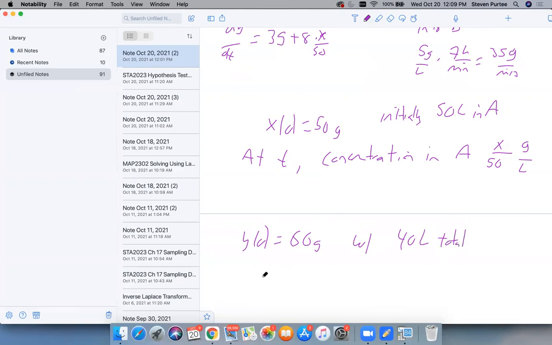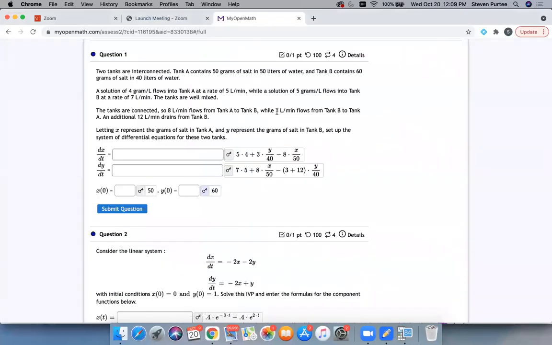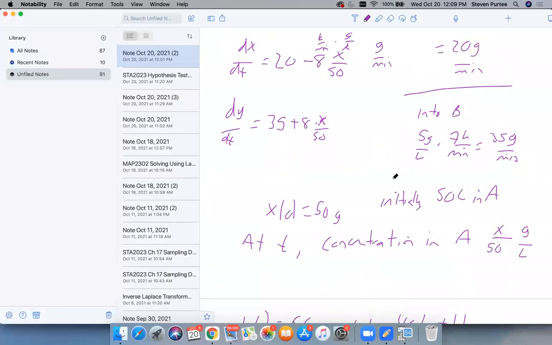So then at time t, the concentration will be the amount of salt I have in there divided by that 40 liters we started with. But that amount is changing by 3 liters per minute. So I'm going to be losing minus 3 times that fraction, y over 40. Well, where is that going? That's going back into A.